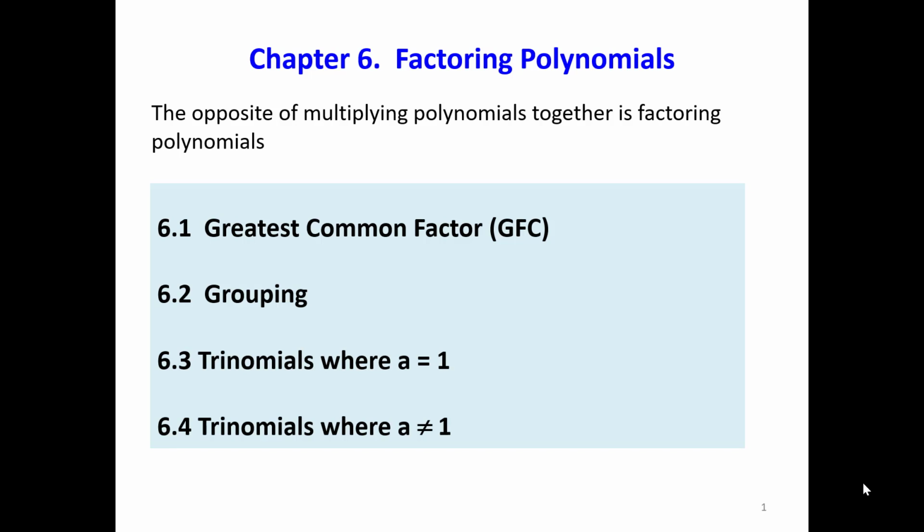Today we are going to study chapter 6, factoring polynomials. The opposite of multiplying polynomials together is factoring polynomials. We are going to learn the 4 different ways in which we can factor polynomials. The first way will be the greatest common factor. The second method is grouping.